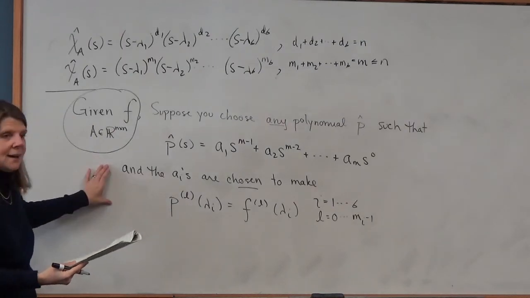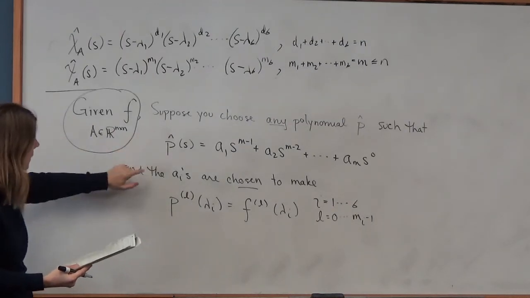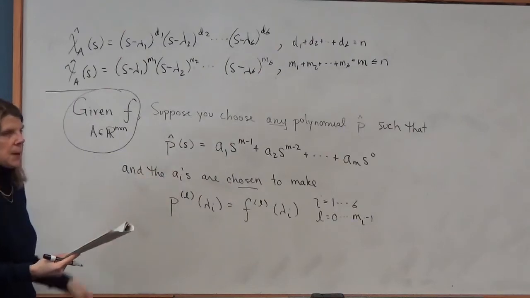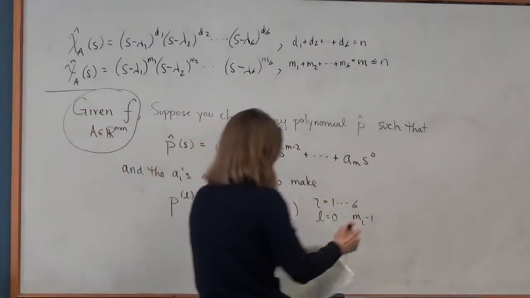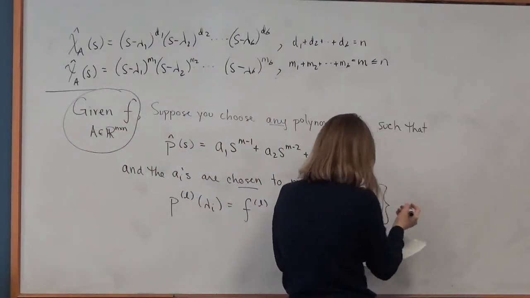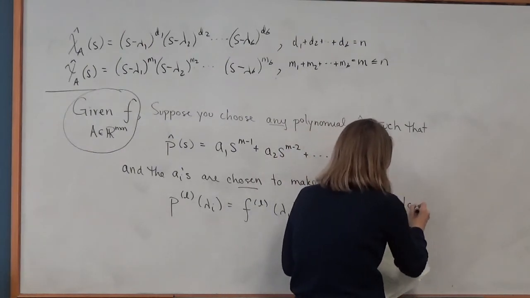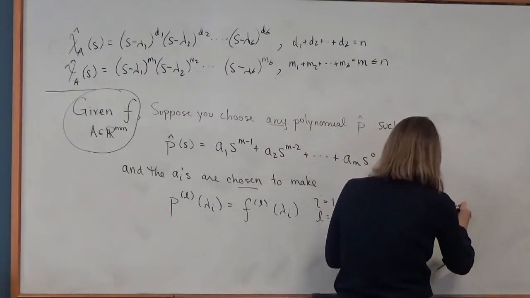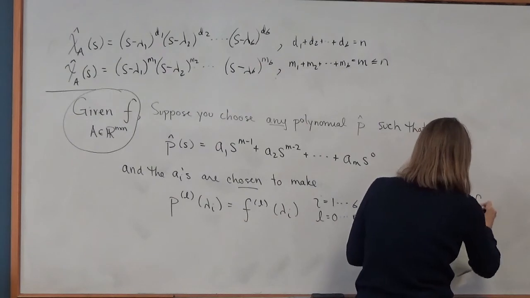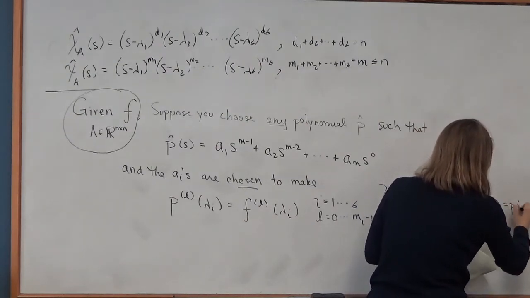So we choose p of the right degree such that the spectral interpolation conditions hold. Why are we choosing it so that the spectral interpolation conditions hold? Because we want f of A to be equal to p of A.